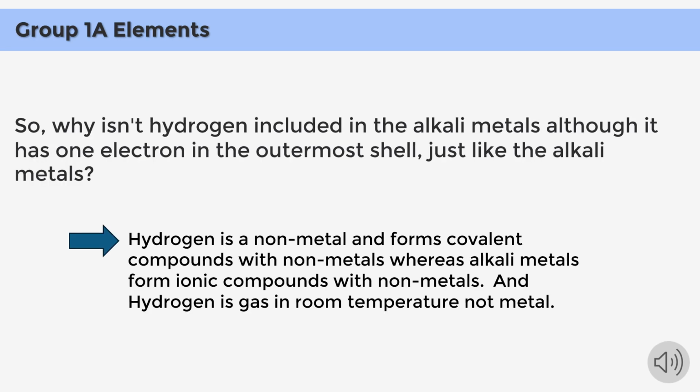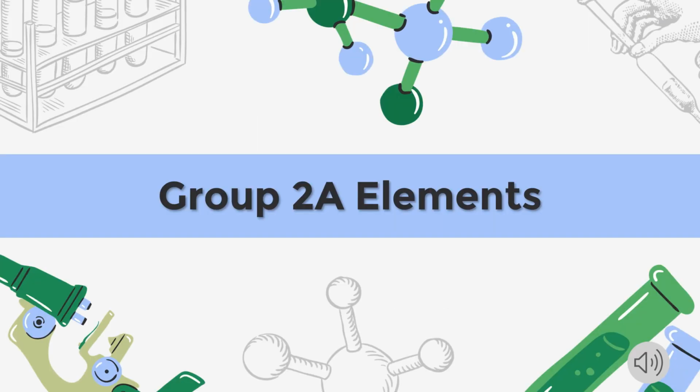So why isn't hydrogen included in the alkali metals although it has one electron in the outermost shell, just like the alkali metals? The reason is that hydrogen is a nonmetal and forms covalent compounds with nonmetals. Now let's talk about the group 2A elements.